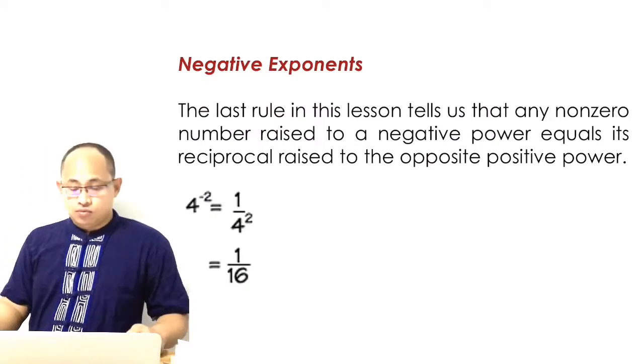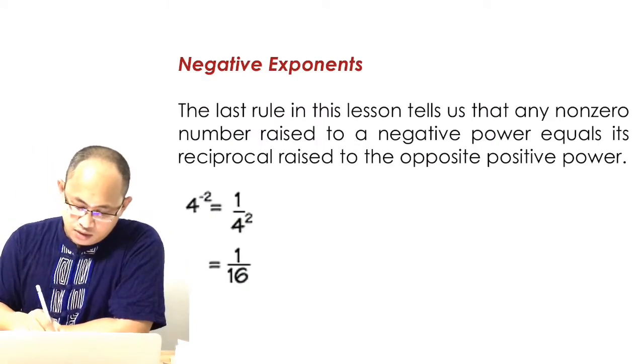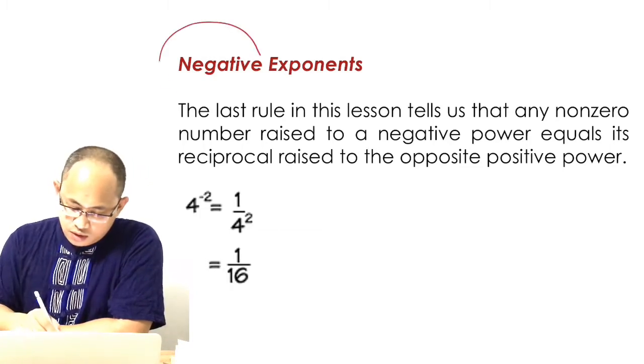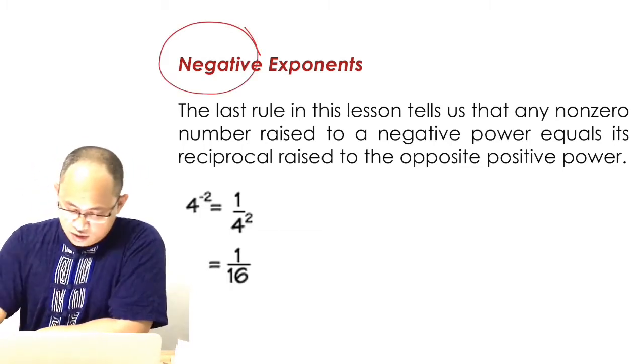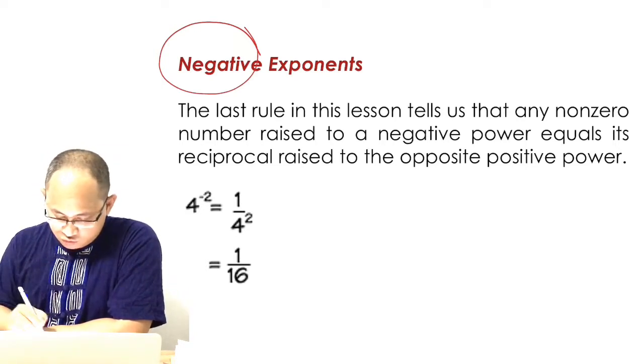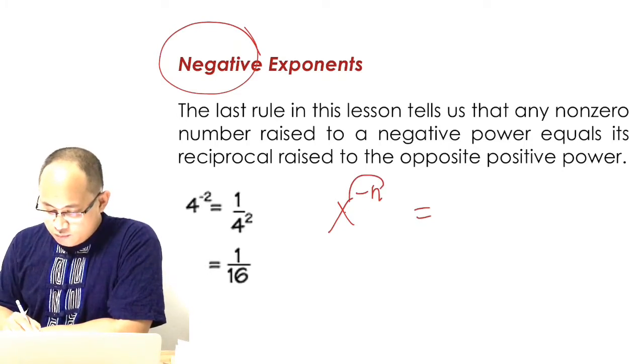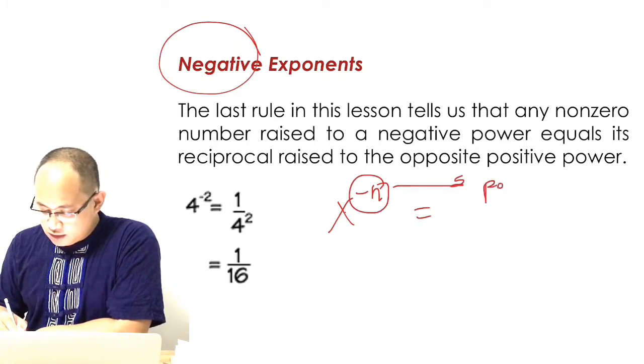Next, last one, negative exponent. What is a negative exponent? From the word negative, it means you have an exponent that is negative. So if you have x to the power of negative n, you have to make this into positive. How?